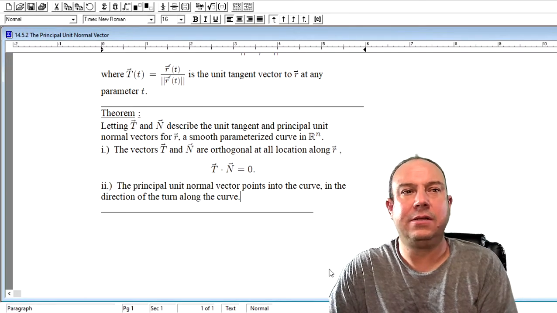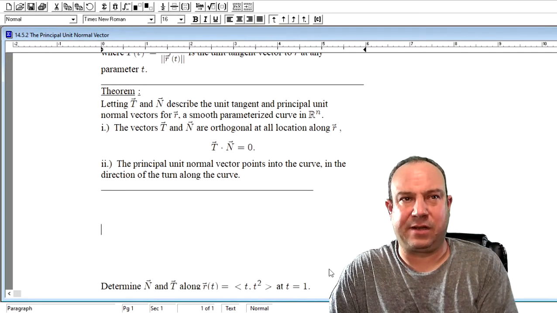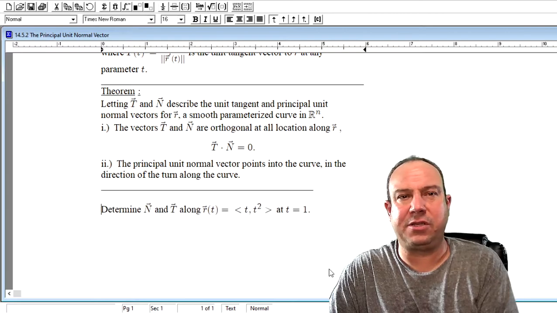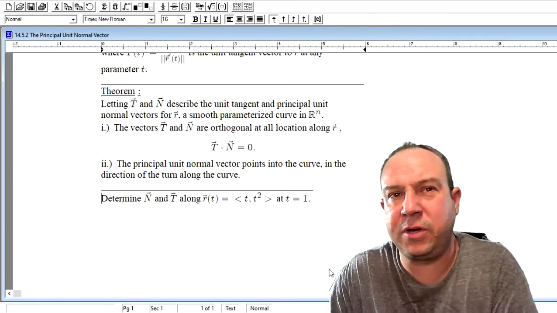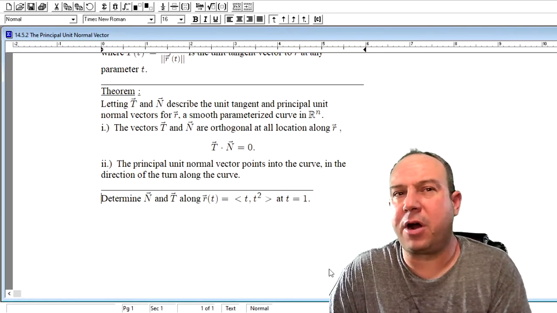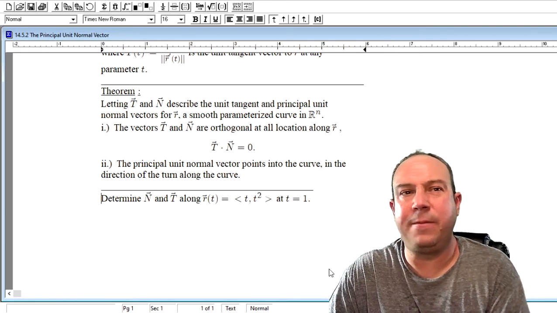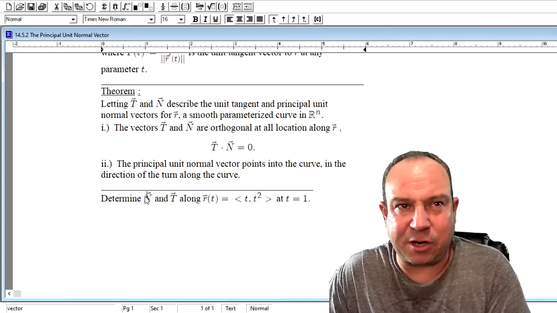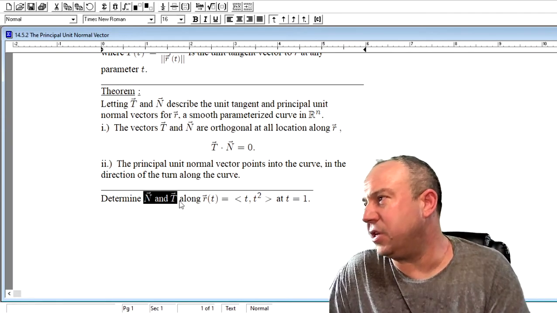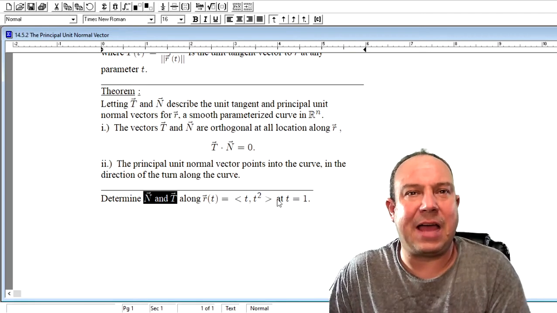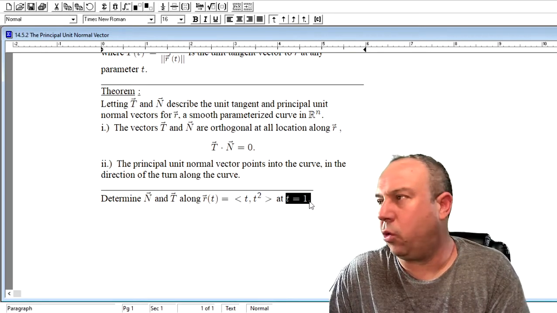Now, let's look at an example. Again, these can be terribly tricky at times, even for the simplest of functions. Here we see a very familiar function to us. This function r bar of t equal to t comma t squared. And we might be interested in determining the principal unit normal and the unit tangent vectors at the value of t equal to 1.